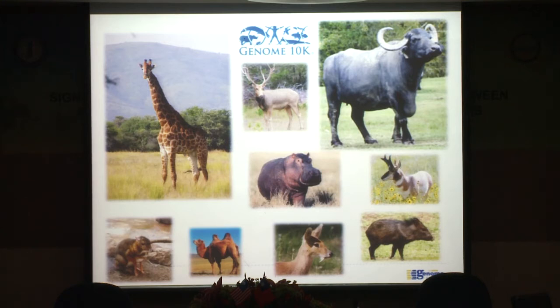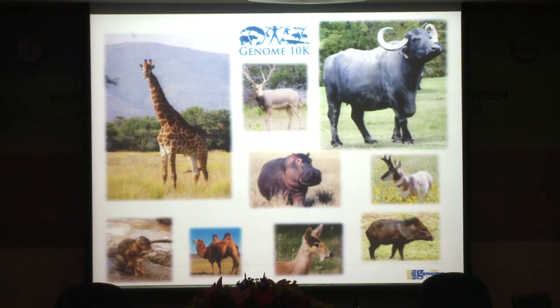And so we're working closely with a consortium called Genome 10K. 10K means 10,000. And this is an effort led by Steve O'Brien and Oliver Ryder at San Diego Zoo, and David Haussler at UCSC, and myself and a few others. And it's a collaboration with BGI, which is the biggest genome sequencing operation in the world. And together with BGI, we've sequenced over 100 mammals. And that's a pretty good accomplishment. And I'm going to talk a little bit about this.